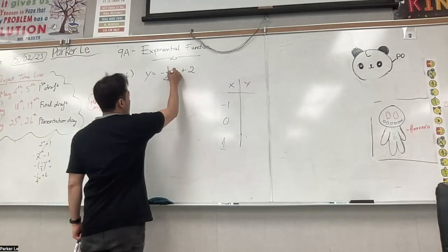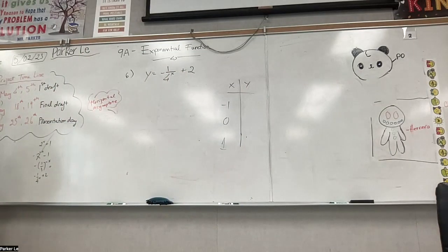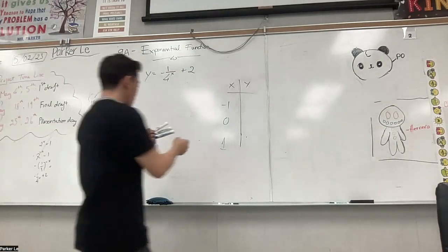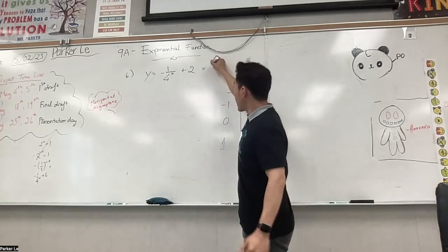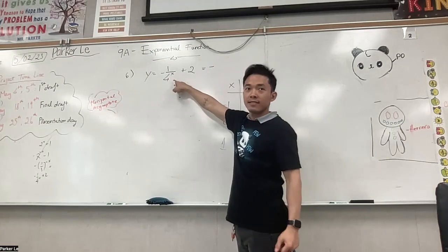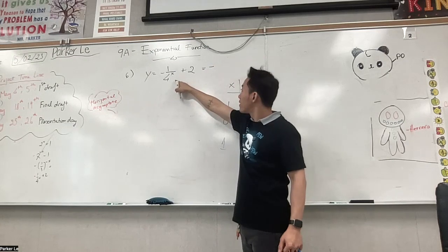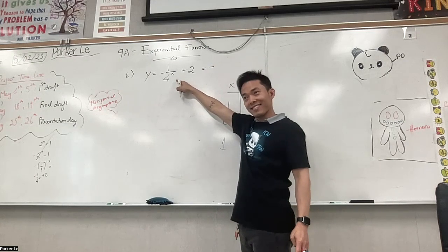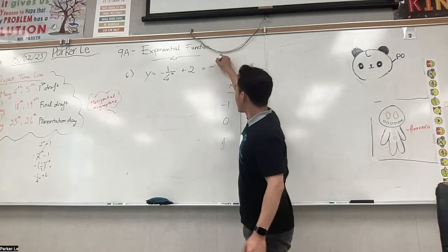Let me write more like this. What is the first thing you should do to make your life easier? Convert the fraction. 1/4 to the x. How can I convert this? Negative first, and then what do I write next? Negative what? 1 over 4 to the power of negative 1.